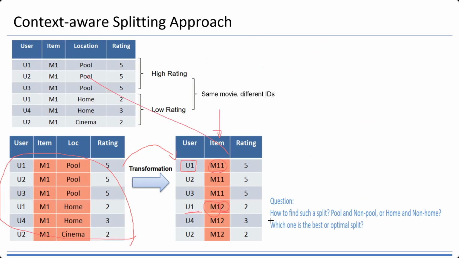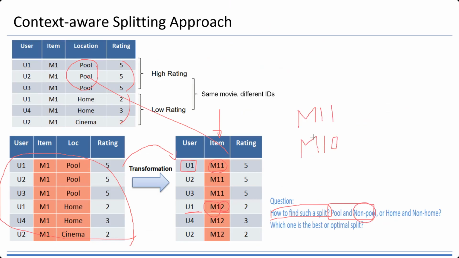In this case, there will be a question of how to find such a split. How can we do this splitting? It's simple because the data is small. But what if the data is high or big? Then there will be more ways to do this. Maybe we have only binary. The binary means I want to check the location which is full and non-full. So if it is full, then it is M11. If it is not full, then it is M10.